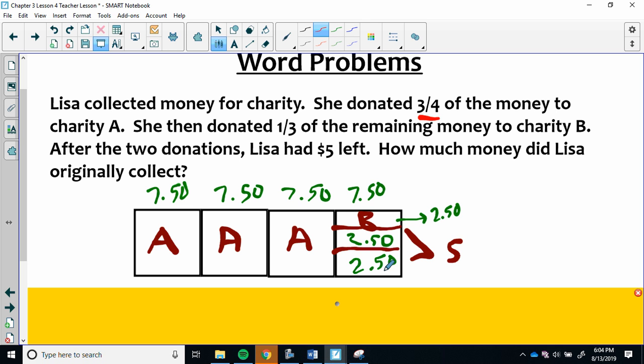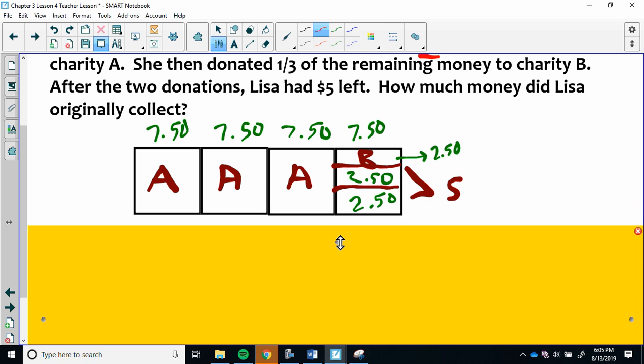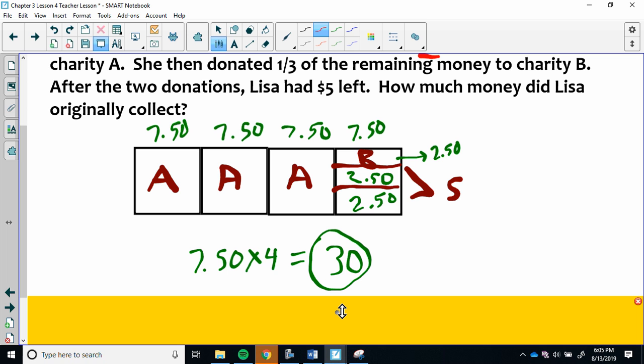So how much would each third be? Each third would be $2.50. So this box is worth $7.50. That means if this whole box is worth $7.50, so is this one, so is this one, and so is that one. So how much did she originally collect? $7.50 times 4 would be $30.